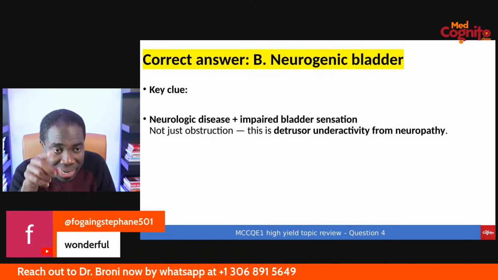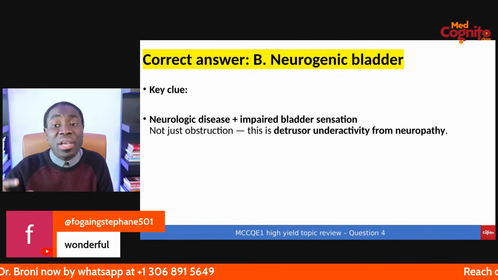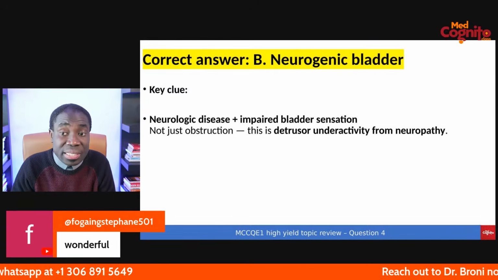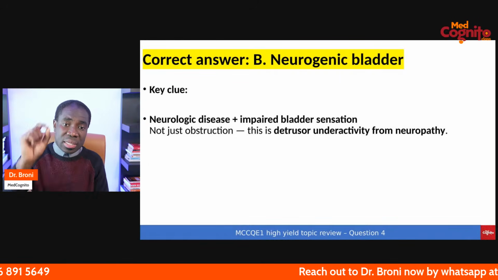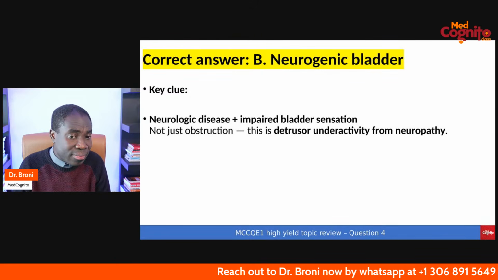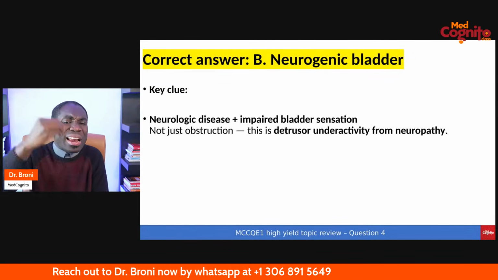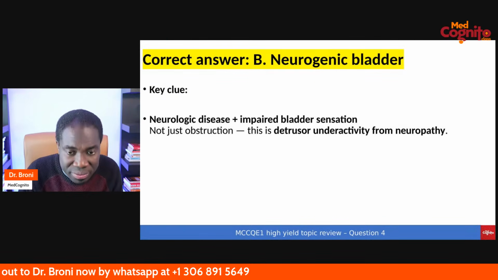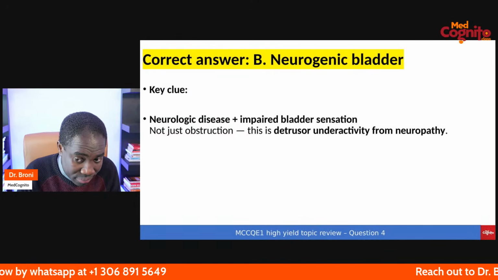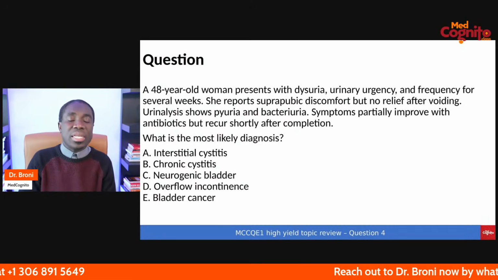So neurogenic bladder. Why is it neurogenic bladder? And why were you able to just pick up that this is a neurogenic bladder? There's impaired bladder sensation. It is not just obstruction. This is detrusor underactivity because of the neuropathy, the diabetic neuropathy. Okay, good. Next question.